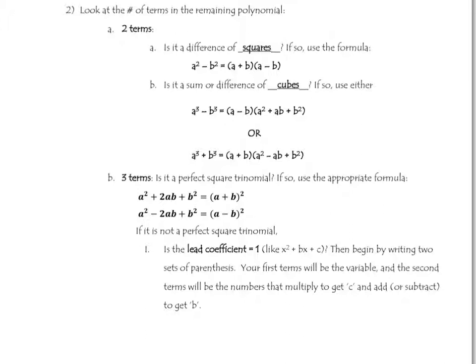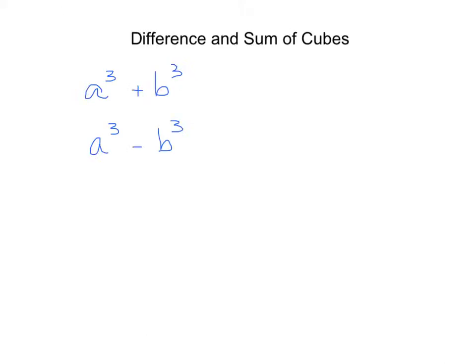A sum or difference of cubes is, for instance, if you have a perfect cube and a perfect cube, the formula is a cubed minus b cubed is a minus b times a squared plus ab plus b squared. A cubed plus b cubed is a plus b times a squared minus ab plus b squared. And I'm going to show you a way to remember those formulas. I recommend that at the beginning of your exam you write down all of the special case formulas.